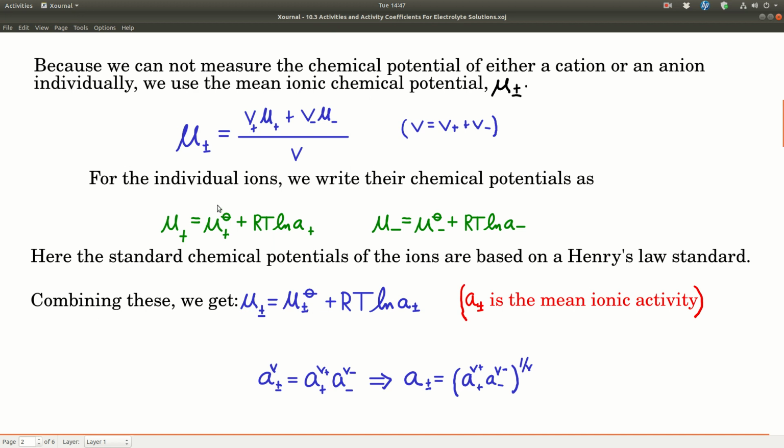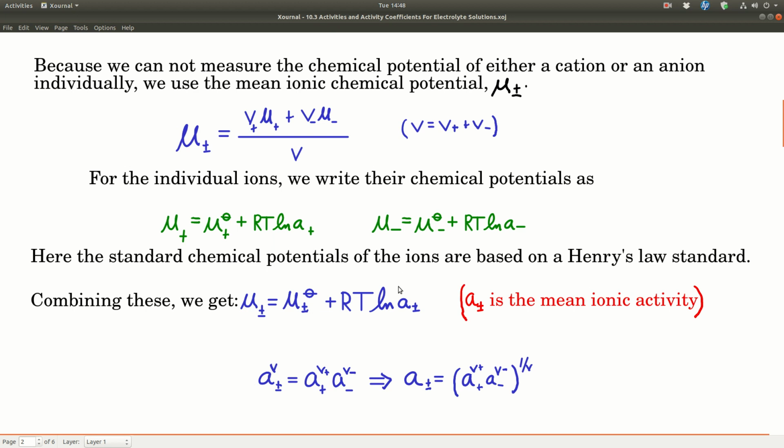Right? So combining these two and putting them in takes a little bit of algebra. You guys should work through it, but it's pretty straightforward. We get this formula right here for the mean ionic chemical potential: the mean ionic standard chemical potential plus RT ln a plus or minus, which is called the mean ionic activity. And this is what the mean ionic activity is.